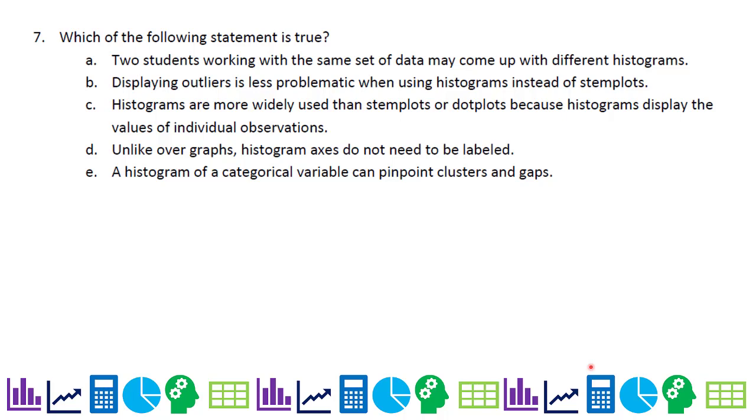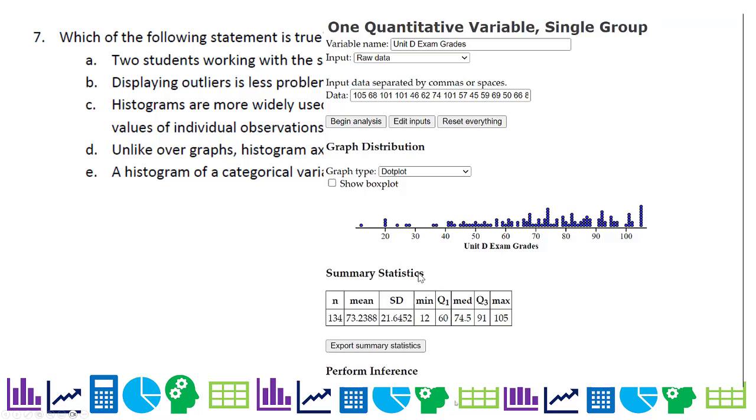Number 7, which of the following statements is true? 2 students working with the same set of data may come up with different histograms. So we're dealing with a set of data and looking at histograms primarily, right? And sometimes stem plots. So probably the easier thing for me to do is to go ahead and use Statlet to look at what happens when we create histograms. So I'm going to show you why choice A could be true, is true.